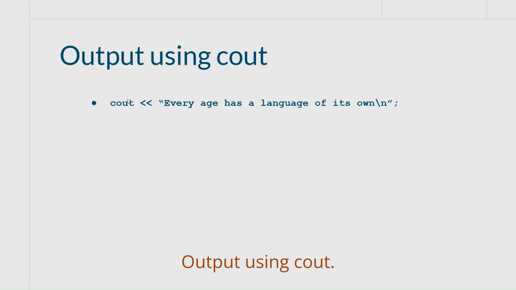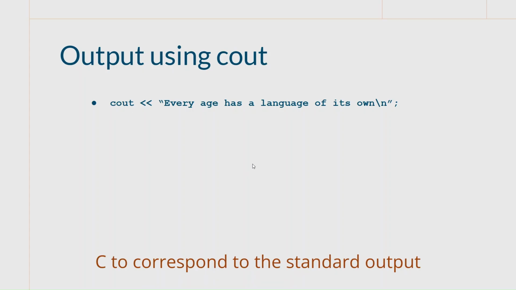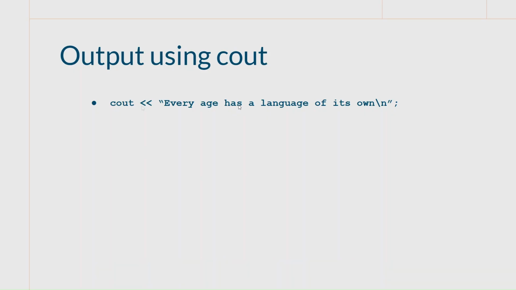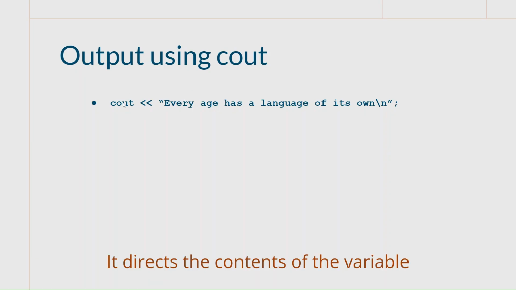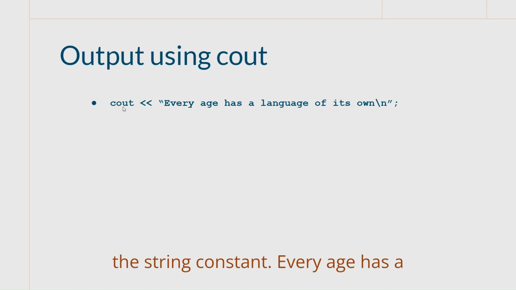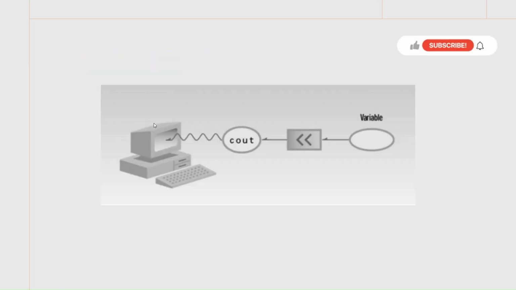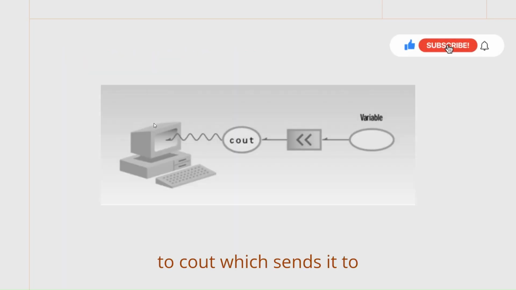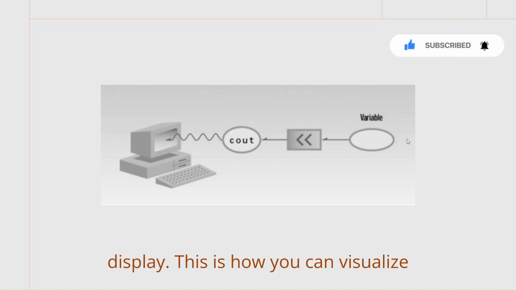Output using cout. This identifier cout is actually an object. It is predefined in C++ to correspond to the standard output stream. And this operator is called the insertion or put to operator. It directs the contents of the variable on its right to the object on its left. In the first program, it directs the string constant every age has a language of its own to cout, which sends it to display. This is how you can visualize it.